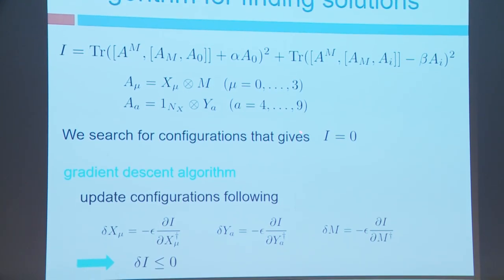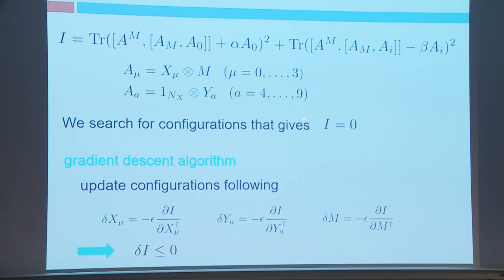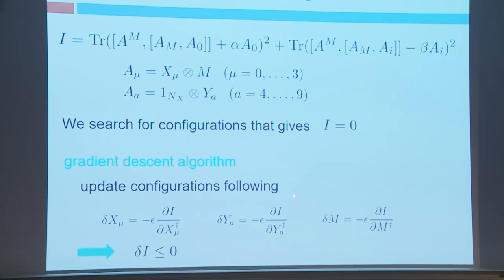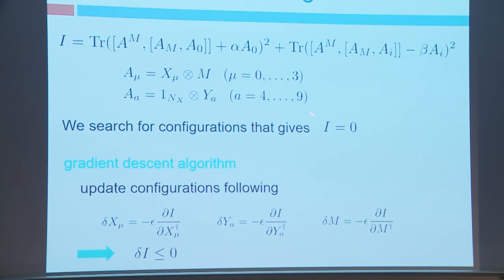In order to find the combination which satisfies this condition, we use what is called the gradient descent algorithm, in which we update configurations following these equations. We change X_mu, Y_A and M following these equations. If we take epsilon small enough, this equation guarantees the variation of I is negative. So eventually we get to some configuration with I equal to zero.